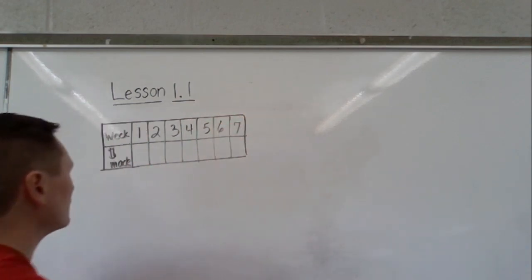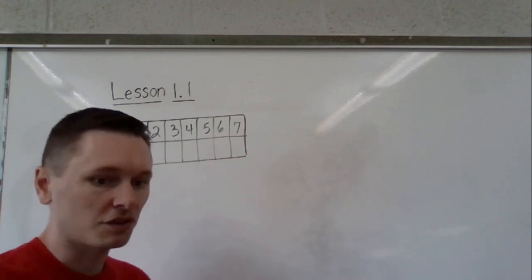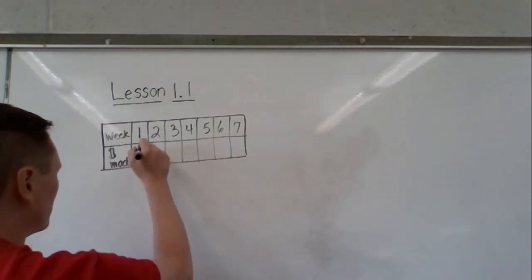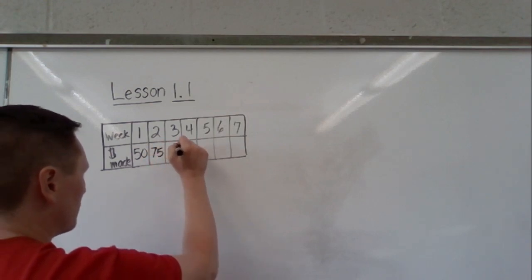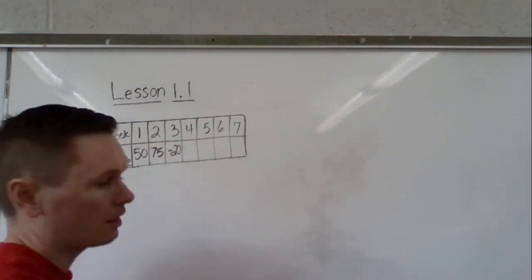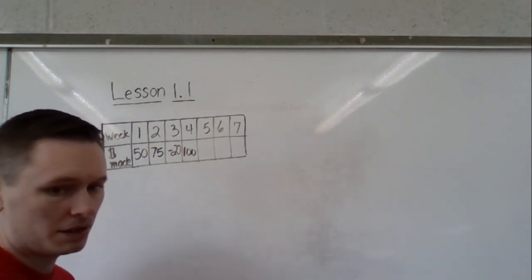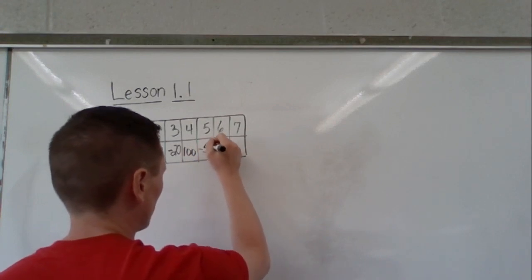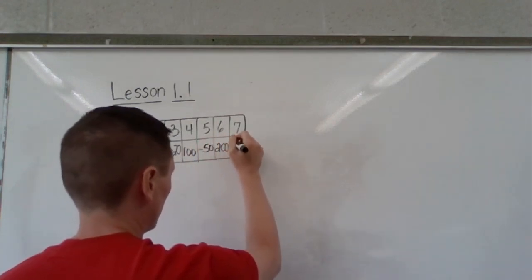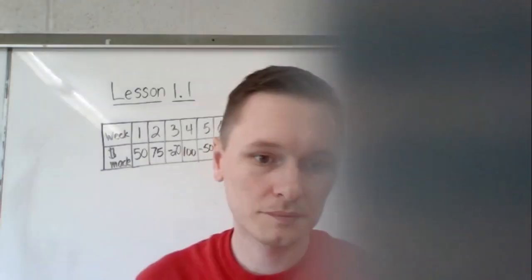So I have the weeks on top through 7, and then I have money made. In the first week, he made 50, then 75, then minus 20, 100. He then made minus 50, or negative 50, 200, and 175. Okay.